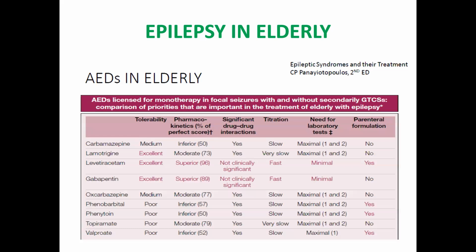Next. Better drugs would be levetiracetam, because it has good tolerability, good pharmacokinetics, and less drug interaction. Titration can be done early compared to other drugs, and a parenteral preparation is also available. The next better would be gabapentin, and after that, lamotrigine. These are the three drugs that would be the better choice for management in the elderly. If the patient has focal or generalized seizures, these drugs have a broad spectrum of action. They cover focal and generalized seizures. Levetiracetam and lamotrigine can be used in the elderly.